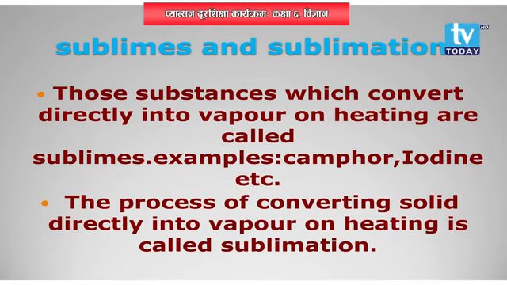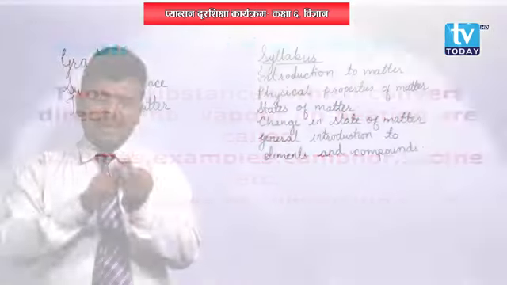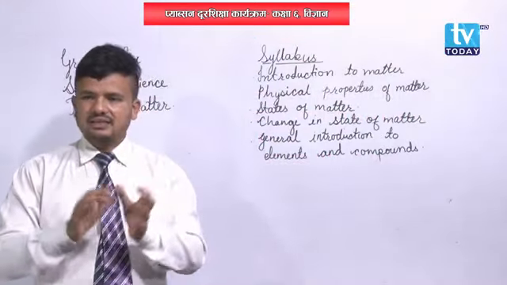Now, these substances which directly convert into vapor on heating are called sublimes. And the process of conversion of solid directly into vapor state without the liquid state is called sublimation. Clear about the sublimation? I think people are clear about the sublimation. Sublimes and sublimation, examples I told: camphor, iodine, ammonium chloride, etc.